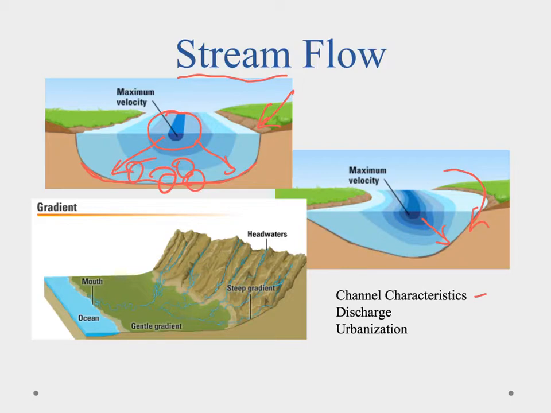Also, how steep it is. You'll notice that in the mountains here, it's a lot steeper than it is down on the plains. So we can see that that's going to affect stream flow, and that'll ultimately also affect how much it's going to erode and how much it's going to carry stuff away. Discharge would be how big it is, and then we already mentioned urbanization. So stream flow is going to determine how much it can erode away and how much it can carry away, and that's one thing that I want you to keep in mind as you're going through the lessons.